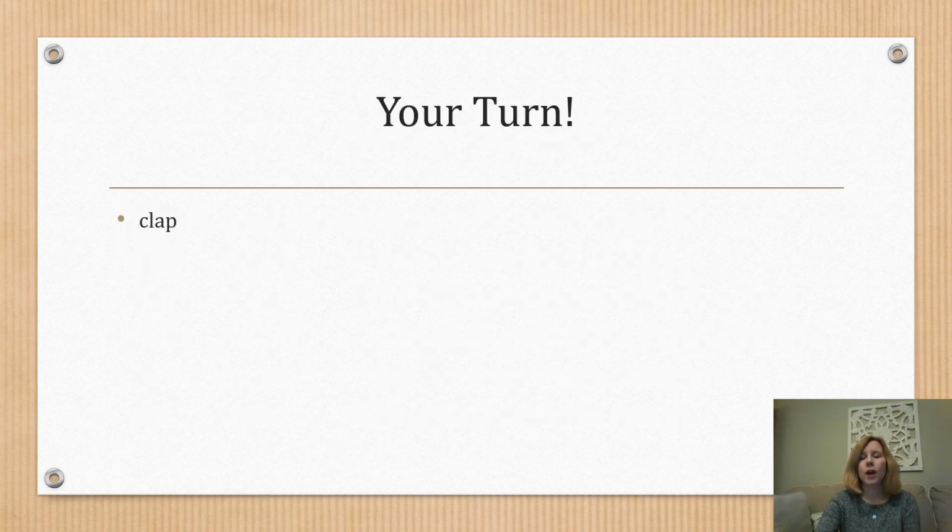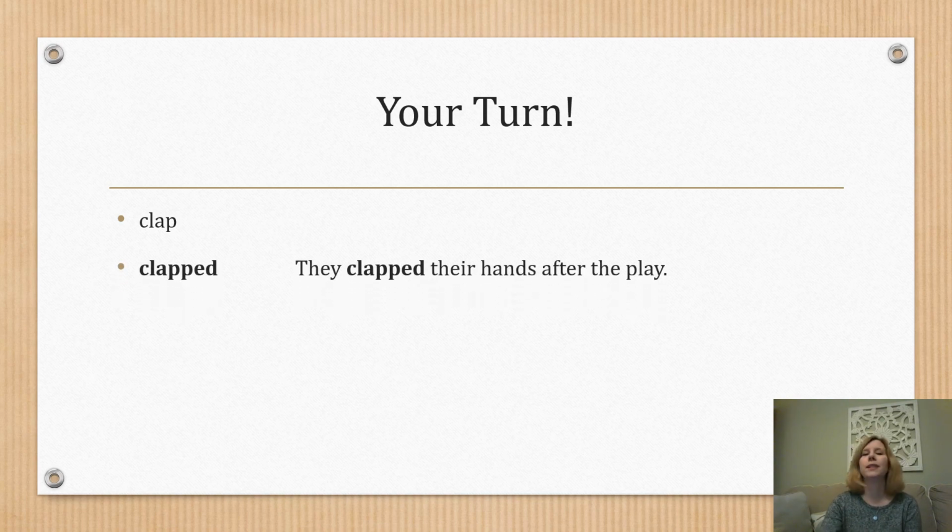Okay, so I want you to try. We have the verb clap. I know we went over the spelling rules quickly, but you can go back in the video and check. Can you think of how we would change this to the past tense? You have to double the P and add ED. So it becomes clapped. They clapped their hands after the play. Good job if you got that.